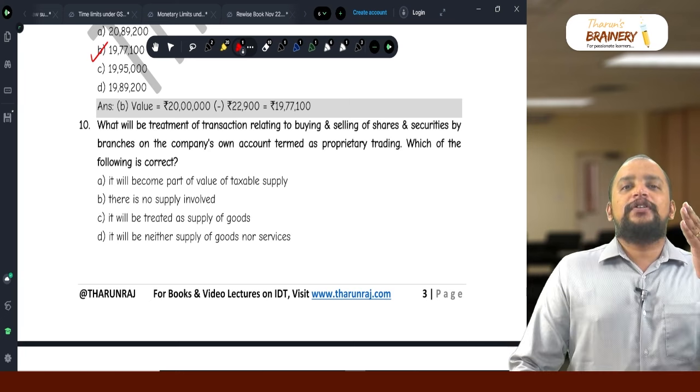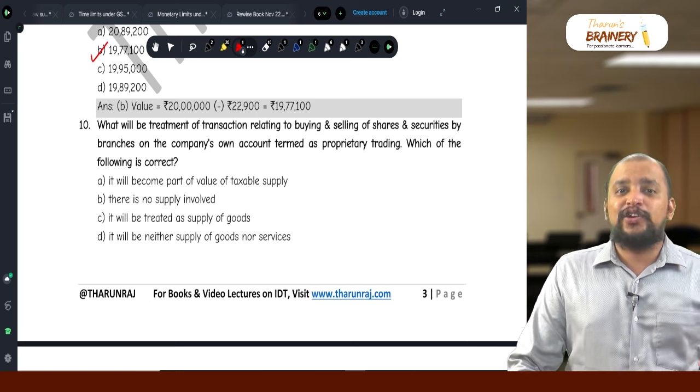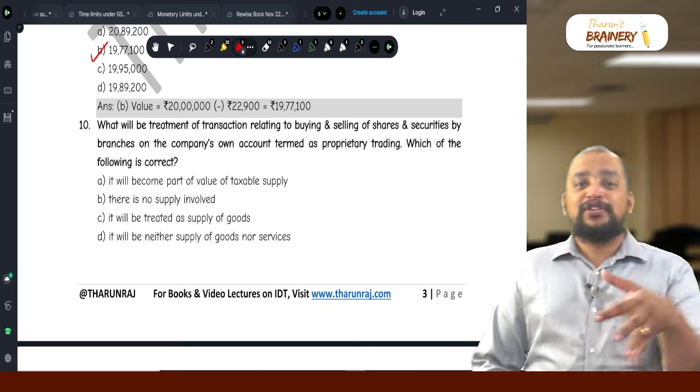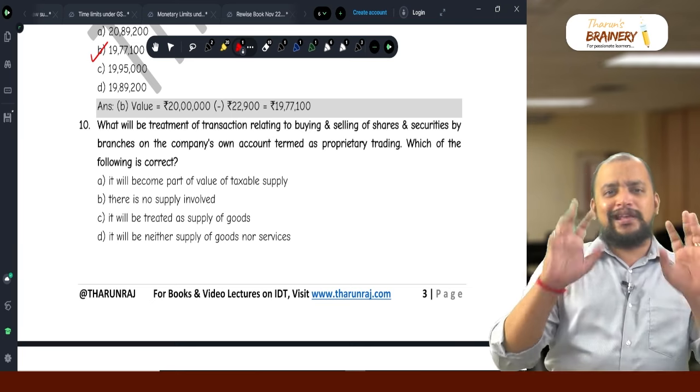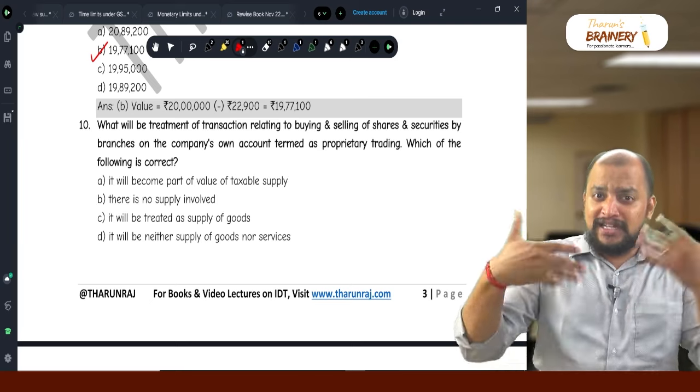Actually, many times I tell in the class that the MCQs appear like Chinese people. All four options look alike. Basically, they look alike. There won't be any change, and we will just get confused.